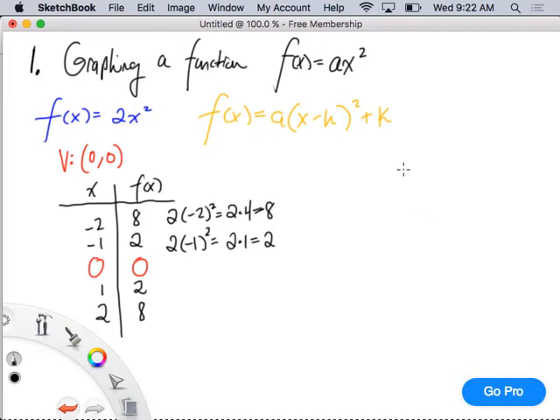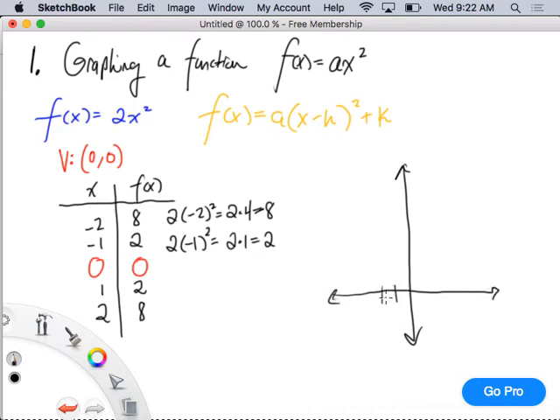Once I have that, I go ahead and plot my function. (-2, 8), (-1, 2), my vertex here at (0, 0), (1, 2), (2, 8). Okay, just like that. You guys understand?